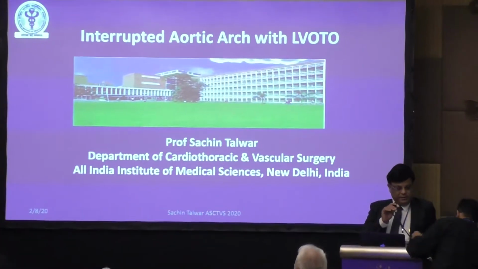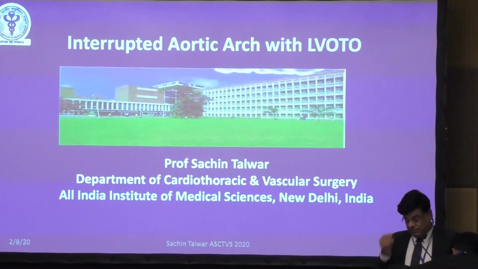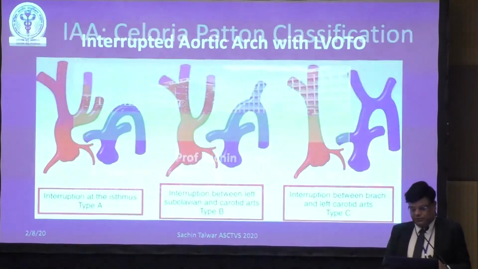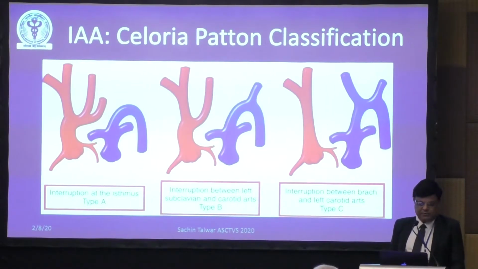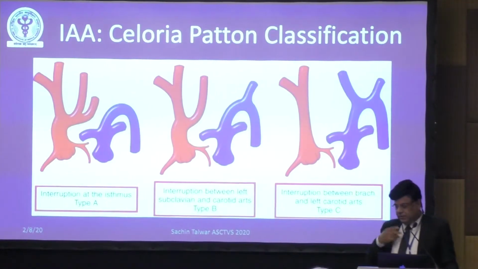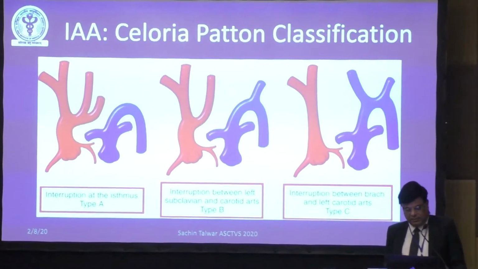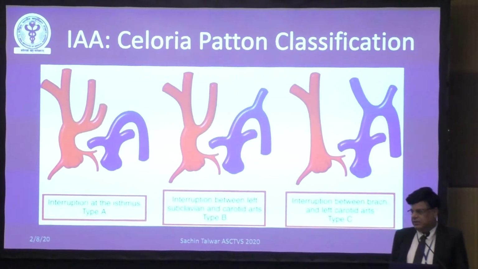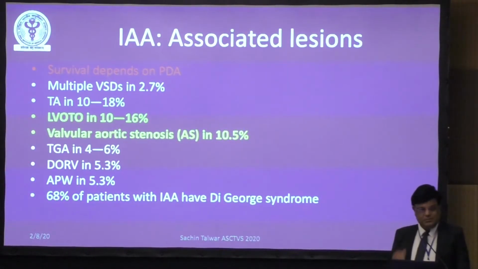So it's a very important topic in congenital heart surgery, and it's one of the difficult things to manage. First of all, I'll classify the interrupted arch. Type A is when it is distal to the left subclavian artery. If it is between the common carotid and the subclavian, it is type B. Type C is proximal to the left common carotid artery, and type B is the most common. Now, the associated lesions are very important.